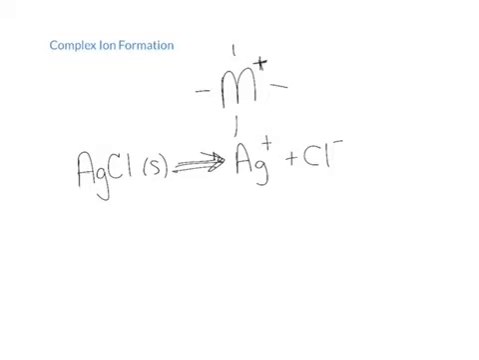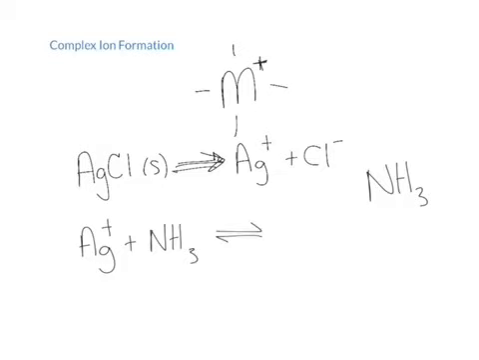So for instance, let's add to this aqueous AgCl solution some NH3. Let's add a little bit of ammonia. The silver will interact with this ammonia to form Ag(NH3)2+. You need a 2 over here with a plus, right? So this whole species is going to be an ion, okay?